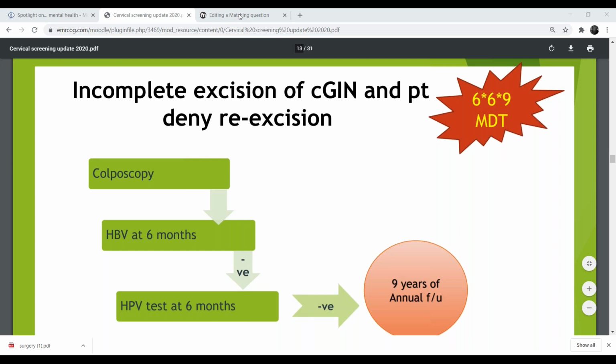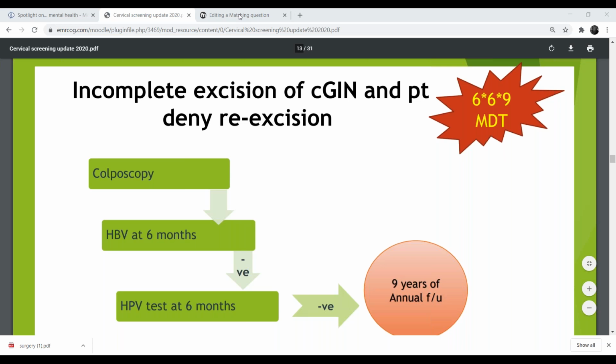After the colposcopy, the patient will be offered a test at 6 months. And if the test is negative, she will have another test at 6 months. And if the second test is negative, she will have 9 years of annual follow-up. This is what you should put as a plan for this case. Don't forget the MDT. It's 6 by 6 in 9 years. So 6 months HPV test, 6 months HPV test, followed by 9 years of annual follow-up.